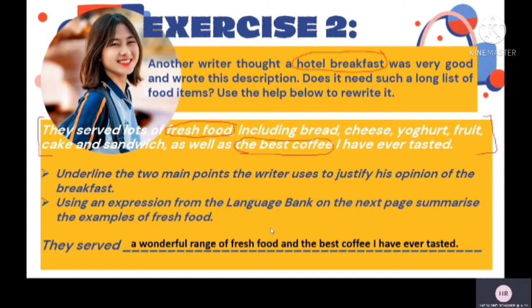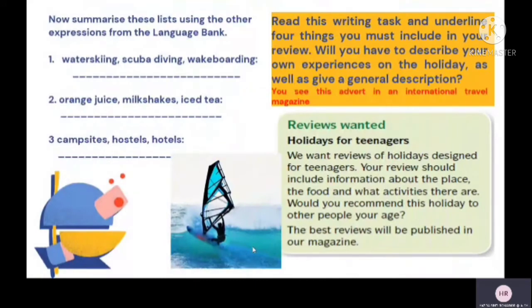Next one is, next summarize this list using the other expression from the language bank. So you must summarize the list by using those expressions. Read the words and make sure you understand each word. So we have the first one, water skiing, scuba diving, and wakeboarding. Number 2, orange juice, milkshakes or iced tea. And number 3, campsites, hostels, and hotel.